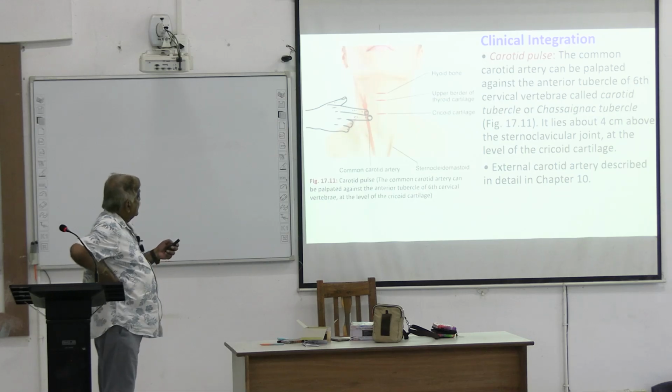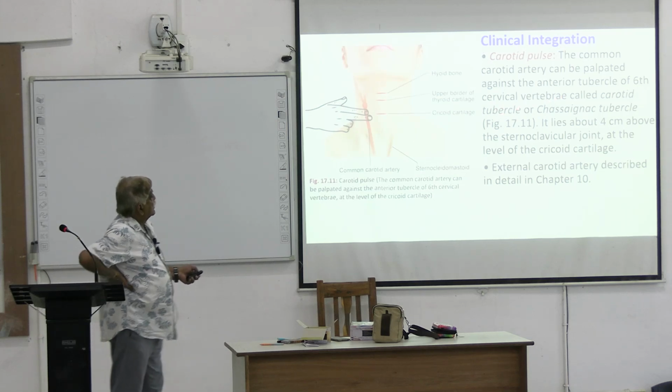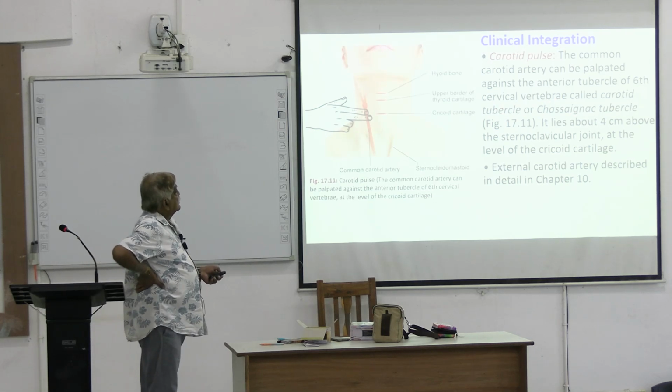Now, see the carotid pulse. The common carotid artery can be palpated against the anterior tubercle of the sixth cervical vertebra, called the carotid tubercle, or Chassaignac's tubercle. It lies about 4 centimeters above the sternoclavicular joint, at the level of the cricoid cartilage. This is the cricoid cartilage. The upper border of the thyroid cartilage. This is the hyoid bone.